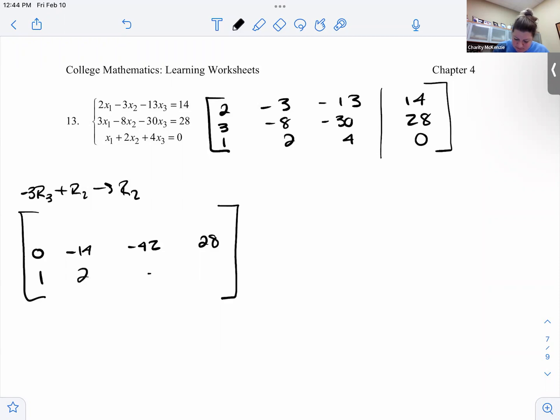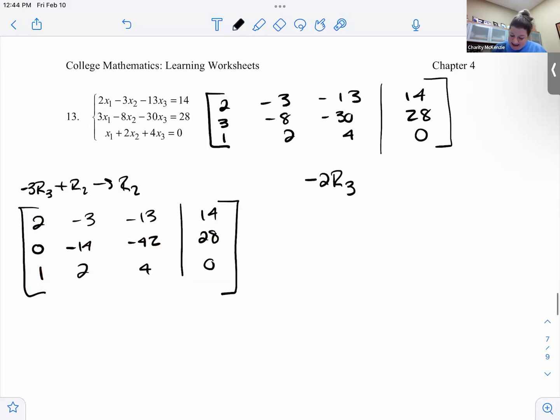So this is still 1, 2, 4, 0. This one's still 2, -3, -13, 14. Now we have the first 0. I would like a 0 to be right under that one. So I am going to multiply the bottom row, row 3, by -2 and add it with the top row to get the 0 in that first column. I can't use this one because it's a 0, but I can use this one and this one to get the 0 here. Then I'm going to add that to row 1, and replace it on row 3.